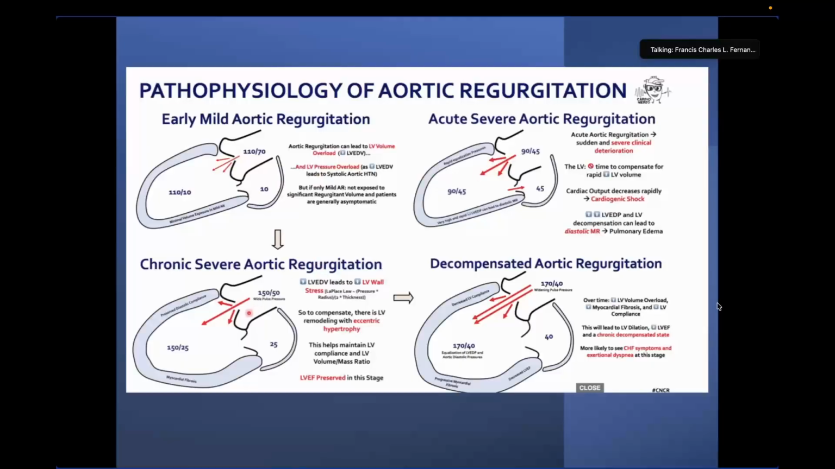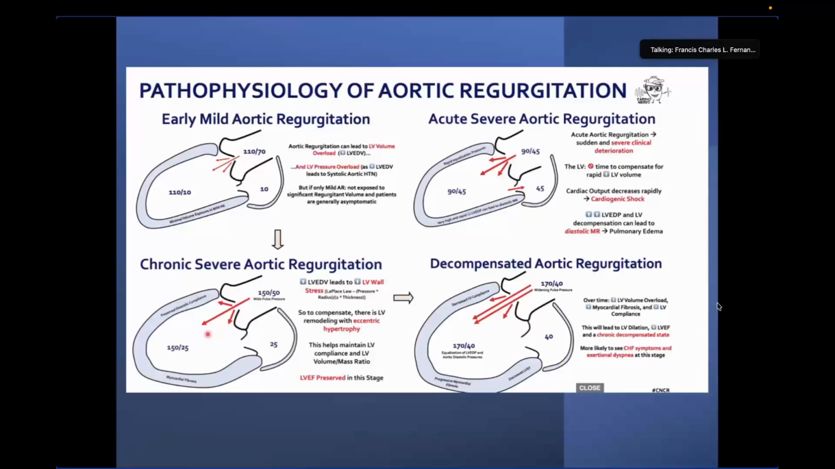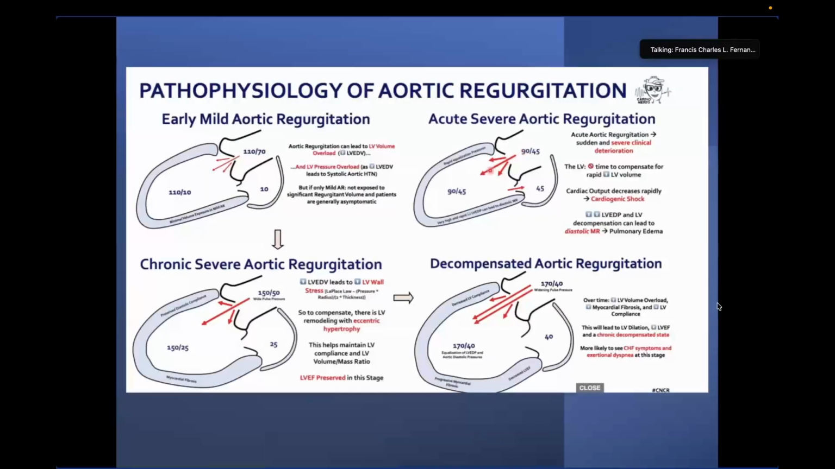Later, when you have your chronic, you see the pressure difference, 150/25. Here, a wide pulse pressure, 150/50. The LA pressure is starting to rise. However, you have an acute. Pag acute siya, you have basically the same BP pa. The issue here is acute.